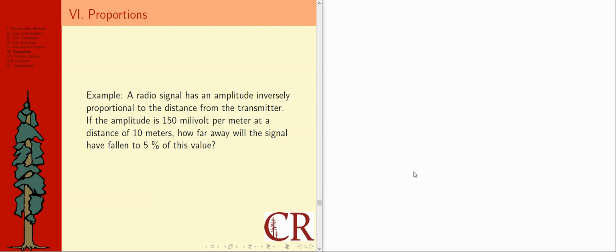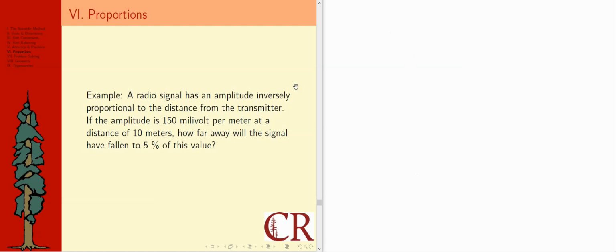A radio signal has an amplitude inversely proportional to the distance from the transmitter. If the amplitude is 150 millivolt per meter, in part, I think I misspelled milli there in the millivolt, but at a distance of 10 meters, how far away will the signal have fallen to 5% of this value? Okay, some interesting numbers there, but this is a proportions kind of question.